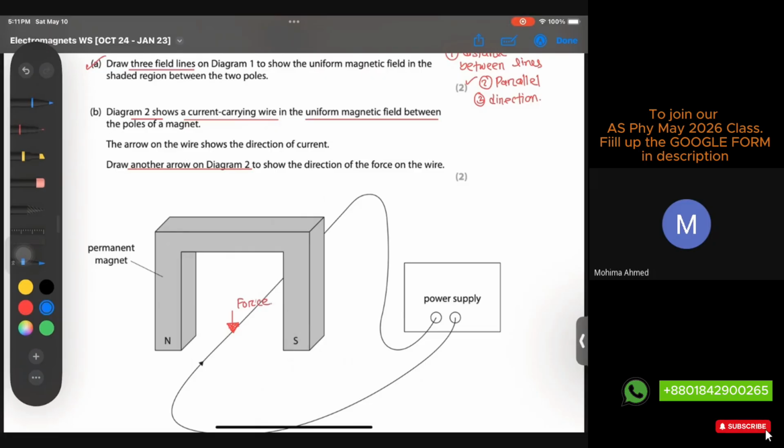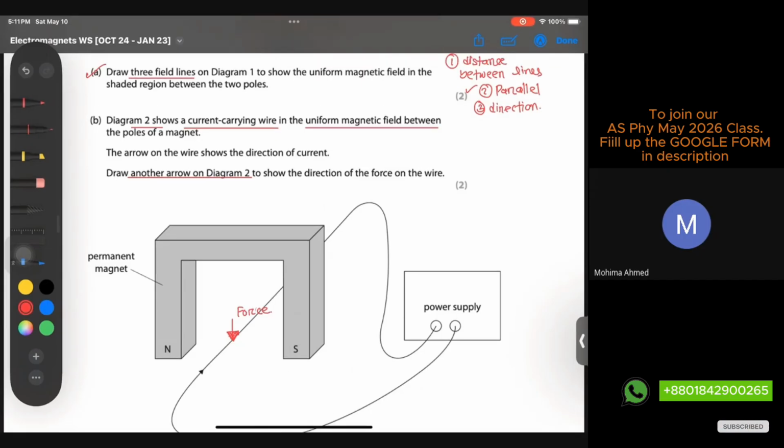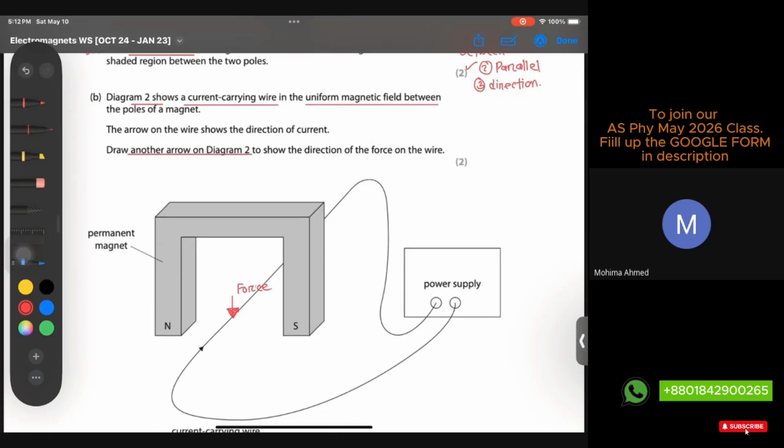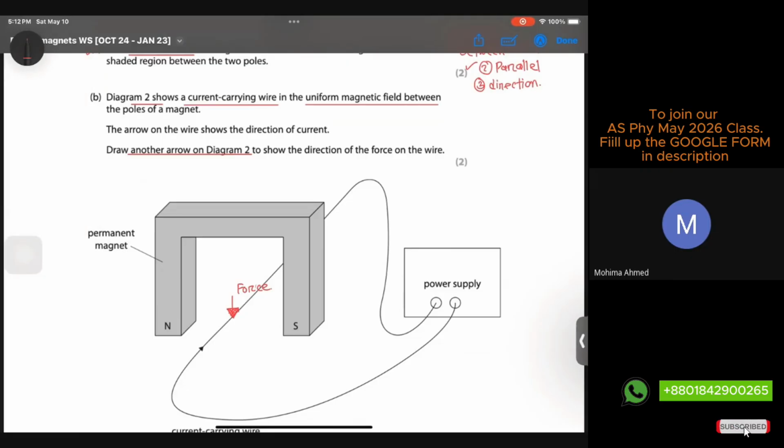Is this clear? Two marks for labeling the arrow's direction and labeling that arrow, like this is force and the downward direction. They're giving you 2 marks for this. Do you guys understand how to use Fleming's left-hand rule and how your thumb is pointing towards the downward side? Any question regarding that? It's famous.